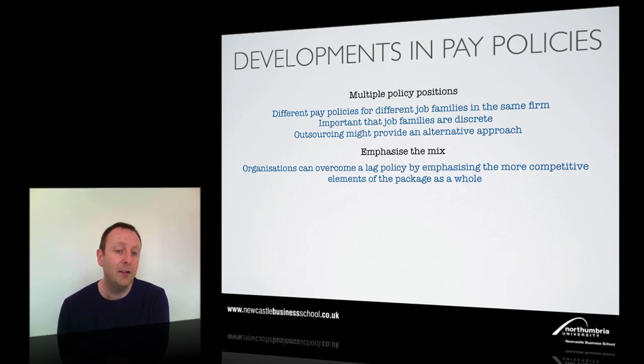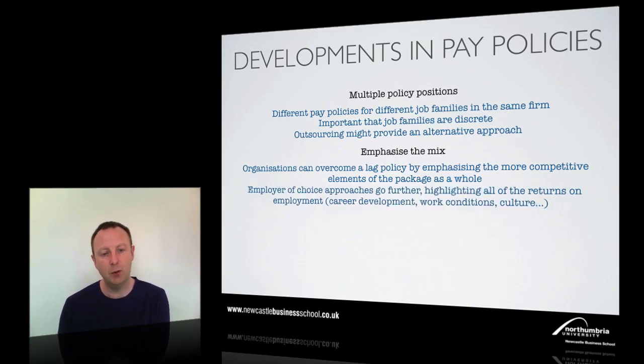But maybe they can sweeten the mix in other ways, maybe by offering share options, stock options, which may be much more attractive to those employees over a longer period of time. So it becomes an issue of understanding the reward package as a whole, rather than simply just looking at base pay and attaching your market position to that. And we can go even further than that by looking at so-called employer of choice approaches, which doesn't just look at those specific reward elements, but highlights all of the returns on employment for a potential employee.